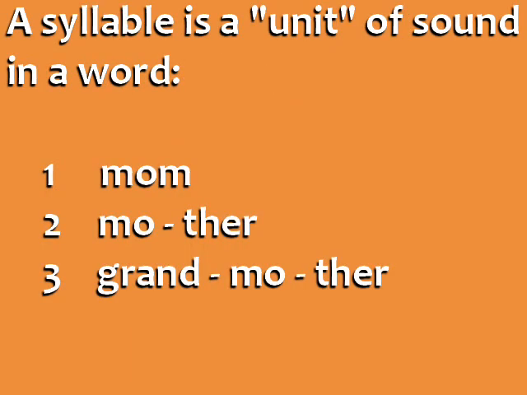A syllable is a unit of sound in a word. For example, the word mom has one syllable, mother has two syllables, and grandmother has three syllables. One way to help you define the syllables is to clap or tap once for each syllable. Mom, mother, grandmother.